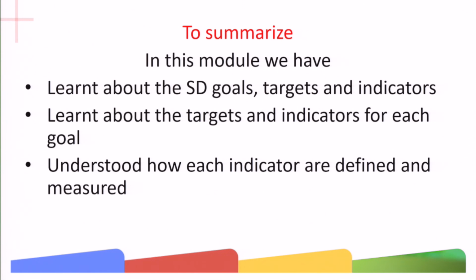So, to summarize, in this module we have learnt about the sustainable development goals, the targets, the indicators, and in some instances various measures that are present to calculate the indicators. We have learnt about targets and indicators for each of the SDGs. We have understood how each indicator is defined, how it is calculated, and how we need to gather the data.